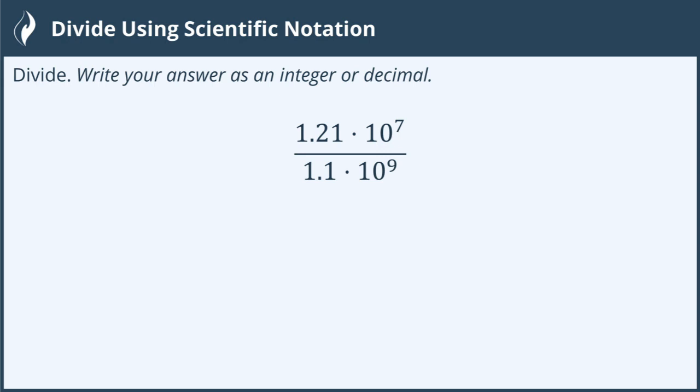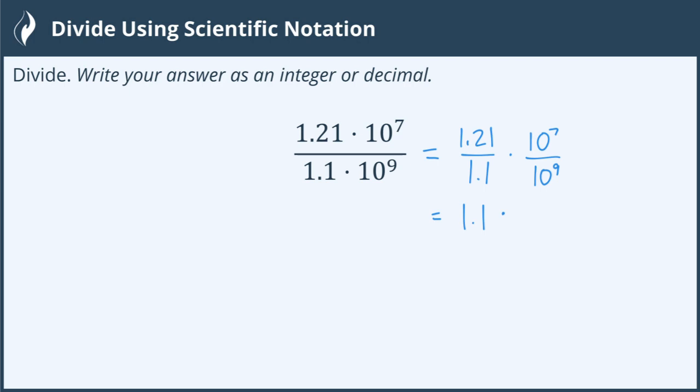There would be nothing wrong with going to your calculator, punching that in and dividing those two large numbers, but that's a little bit cumbersome. And we can do a little bit of a shortcut that's a little bit easier. So let's break it into two pieces. 1.21 divided by 1.1, times 10 to the 7th over 10 to the 9th. So 1.21 divided by 1.1, you can do that on your calculator if you need help, but that would be 1.1. And then we're going to multiply that times 10 to the 7th over 10 to the 9th.